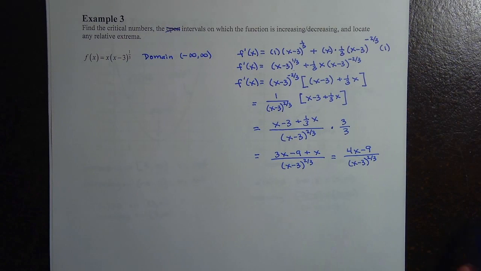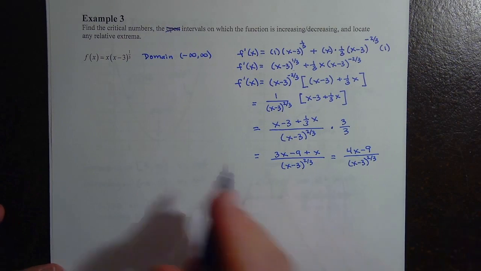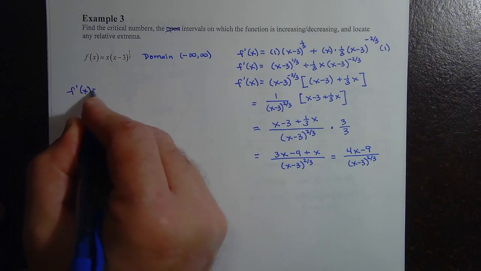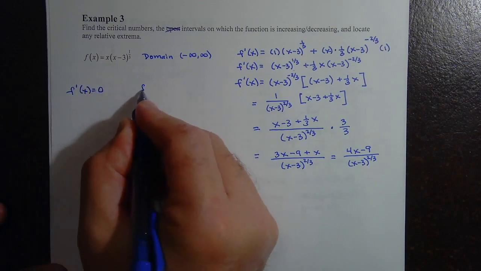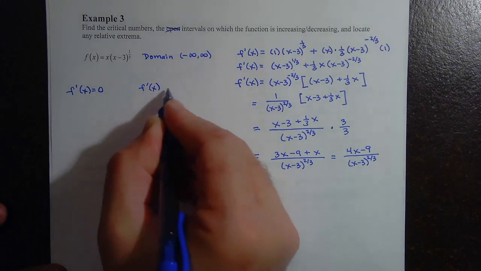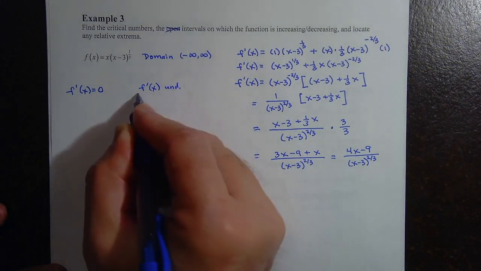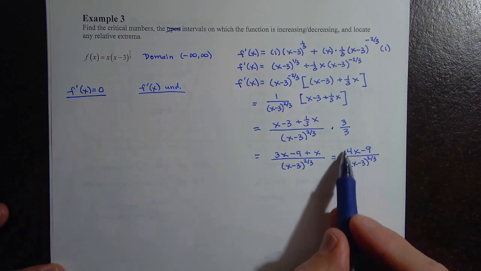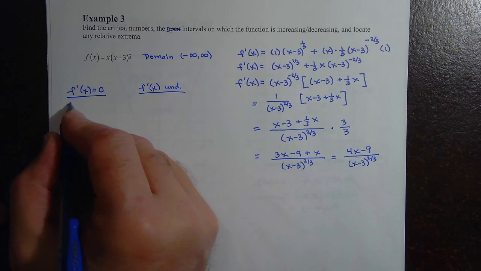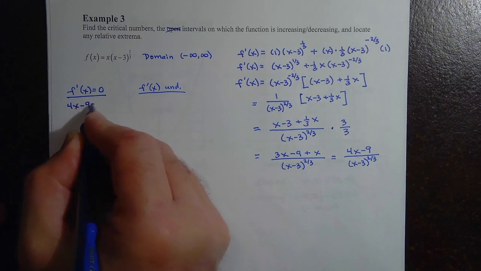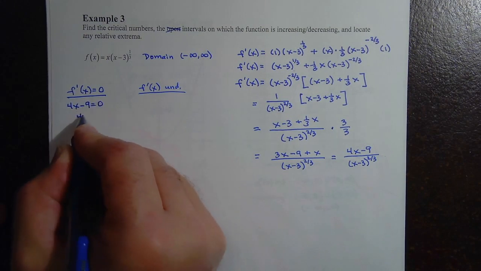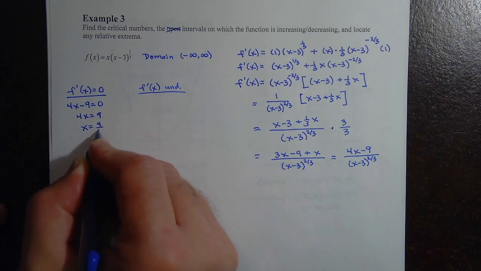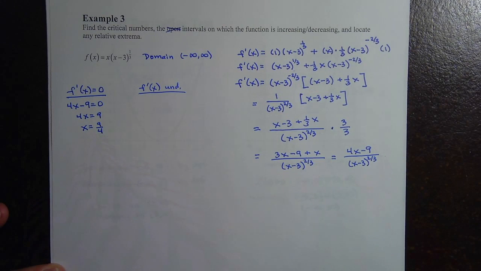All right. So what we have to do here is figure out where f prime of x is equal to 0 and where f prime of x is undefined. It is going to be 0 only when the numerator is 0, so 4x minus 9 equals 0. That's 4x equals 9, or x equals 9/4. So that's one of our critical values.